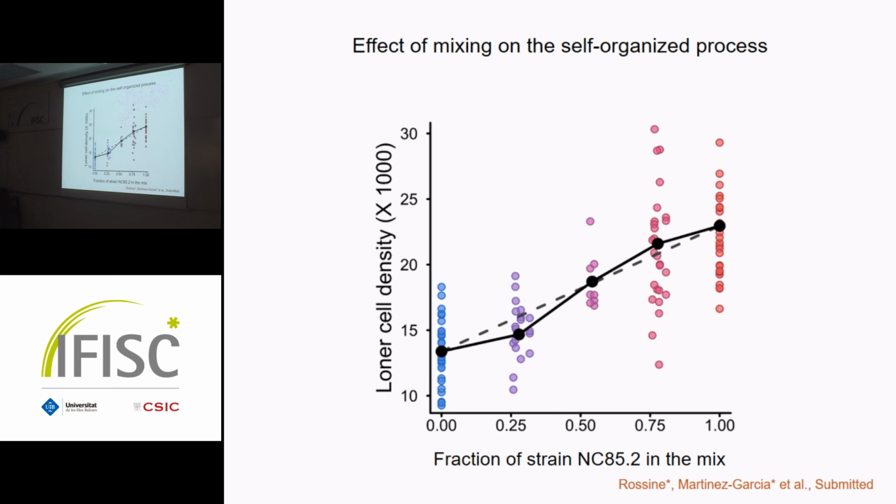So in this, what we obtain experimentally is that, depending on the frequency of each strain in the mix, we do have deviations from the null hypothesis. So basically, there are some developmental interactions due to cross-signaling between strains that are making these loners be different from what we should expect if they don't interact at all.